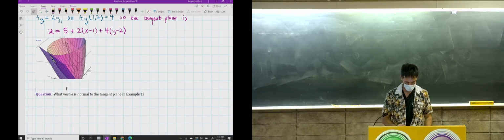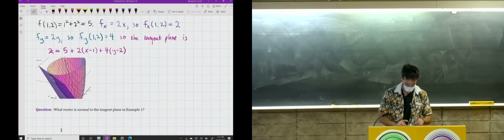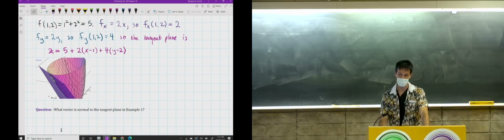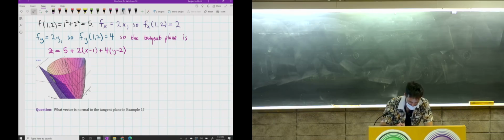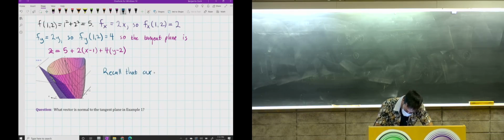All right, let me ask you a question about this tangent plane. What's its normal vector? In fact, let me remind you something about normal vectors to planes. Recall that the plane ax plus by plus cz plus d equals 0 has normal vector a, b, c.